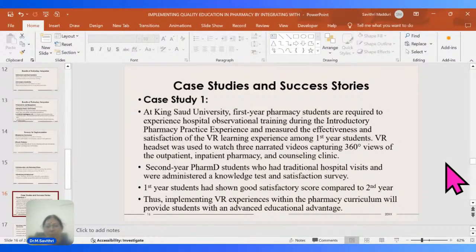So when it comes to VR, implementing VR experiences within the pharmacy curriculum will provide students with an advanced educational advantage. Not all, but some experience has to be given to the students by establishing VR labs in our college, so that our students will benefit, and the quality of not only faculty but also students improves. Because we are learning and imparting it to students, we also expect the students will get very good jobs after exploring all these things.